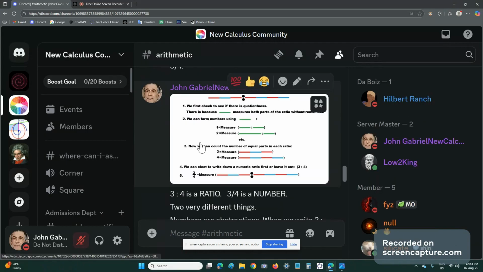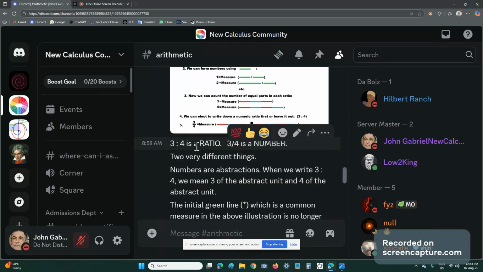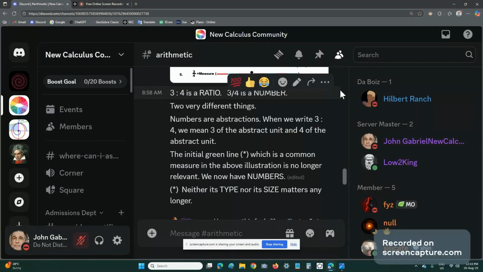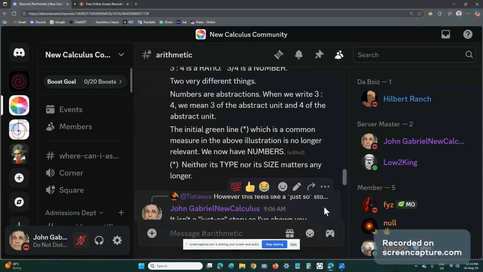Okay? Now, 3 colon 4 is a ratio. 3 over 4 is a number. They are two very different things. Numbers are abstractions. Whether you think about them or not, they've always been around in past perpetuity, and they'll continue to be around indefinitely, whether there's anybody to think about them or not. They're inanimate. They don't breathe, they don't eat, they don't sleep. They're just there. They're platonic.